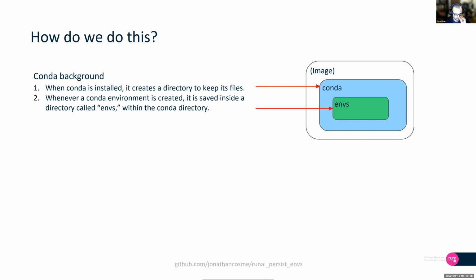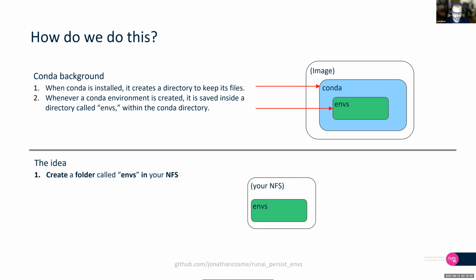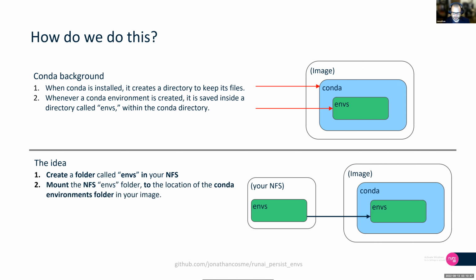particular environment. And so the idea is to create a folder called envs in your persistent NFS, and then just mount that as a volume into your image and point it to the environments folder under the Conda directory within your image. Make sense?